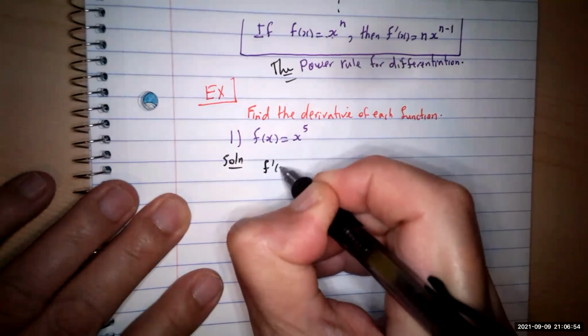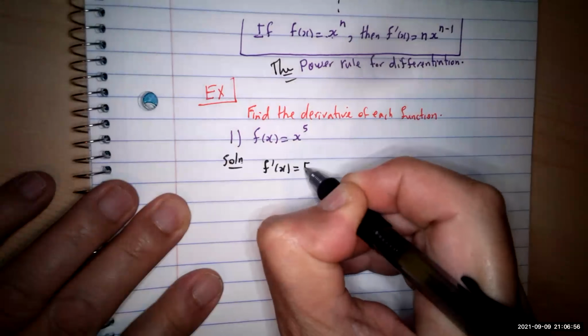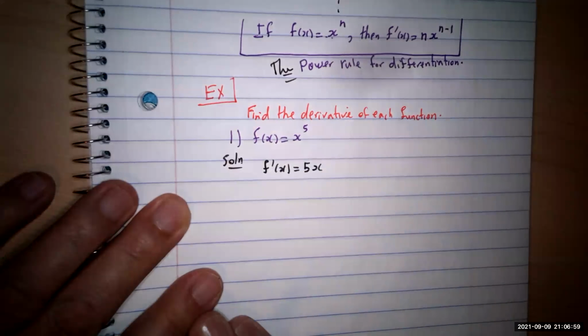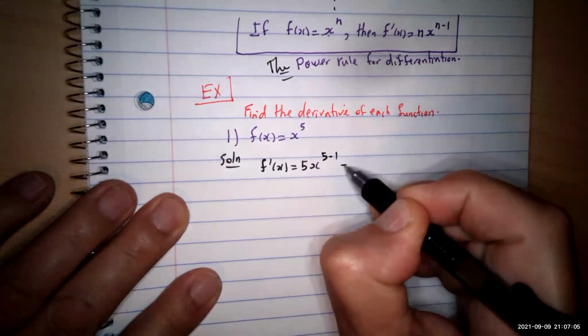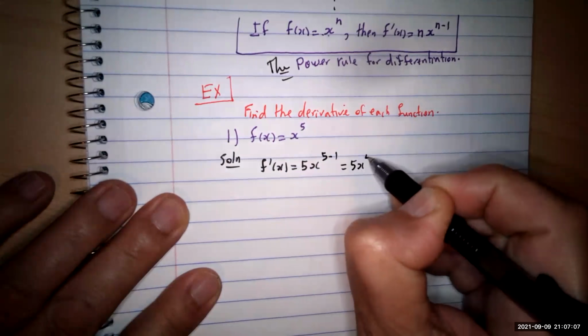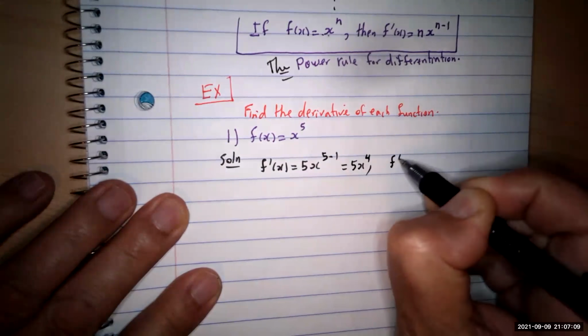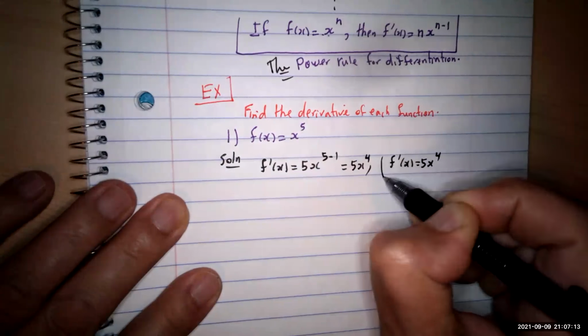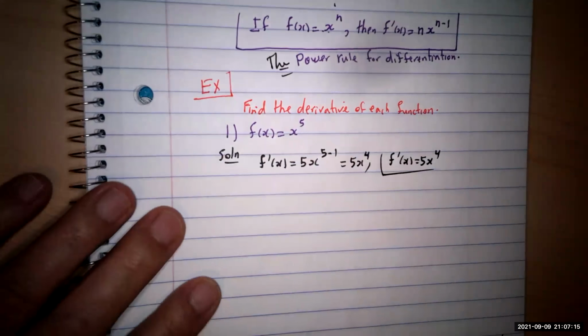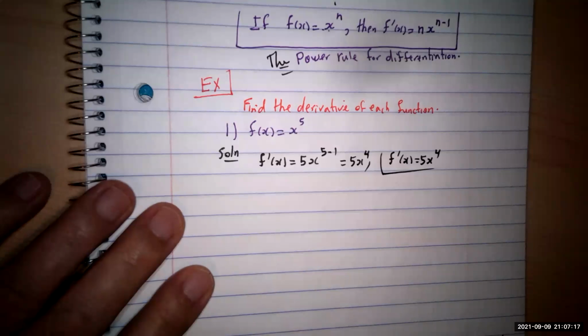f prime of x is equal to 5 x to the power of 5 minus 1. I write it down, this is the first one. It's going to be 5 minus 1, so it's going to be 5x to the 4th. So f prime of x is equal to 5x to the 4th. And you're done. Very easy procedure.